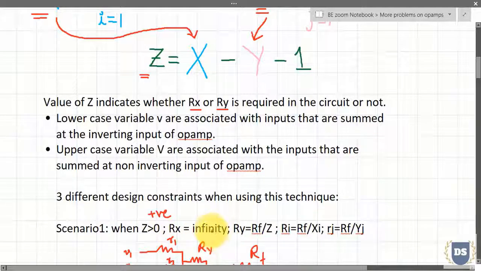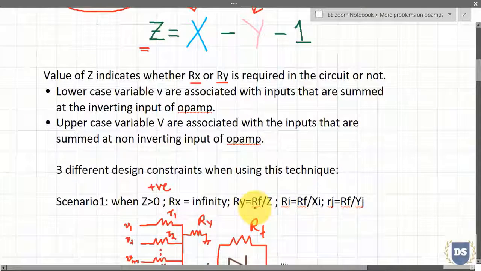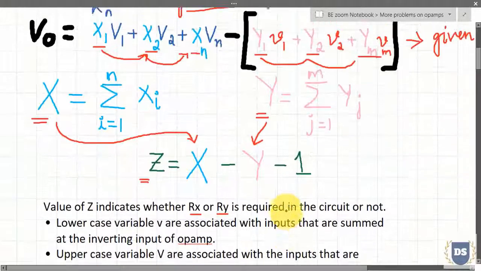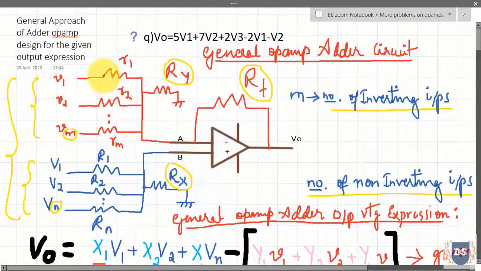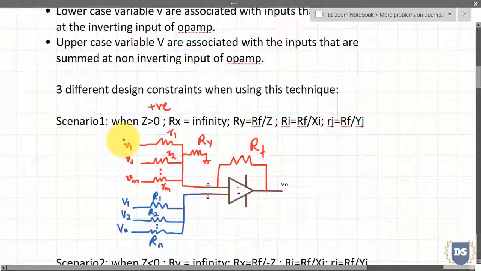So thereby I can leave out Rx in the op-amp design, and the Ry value is given as Rf, that is feedback resistance, divided by Z, and Ri is given as Rf divided by Xi, and Rj is given as Rf divided by Yj. Here capital R is used to indicate the resistances associated with non-inverting input terminals, and small letter r is used to represent resistances associated with inverting input terminals. And thereby my general op-amp adder circuit would look like this.